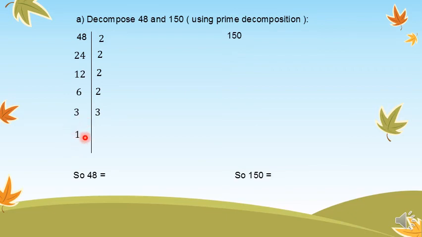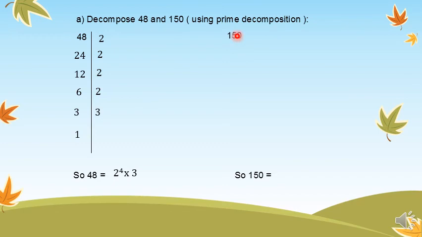When I get 1, it means now I'm done with the division. So now I have to collect the prime factors. 48 is equal, taking the factors to the right, to 2 to the power 4 times 3.